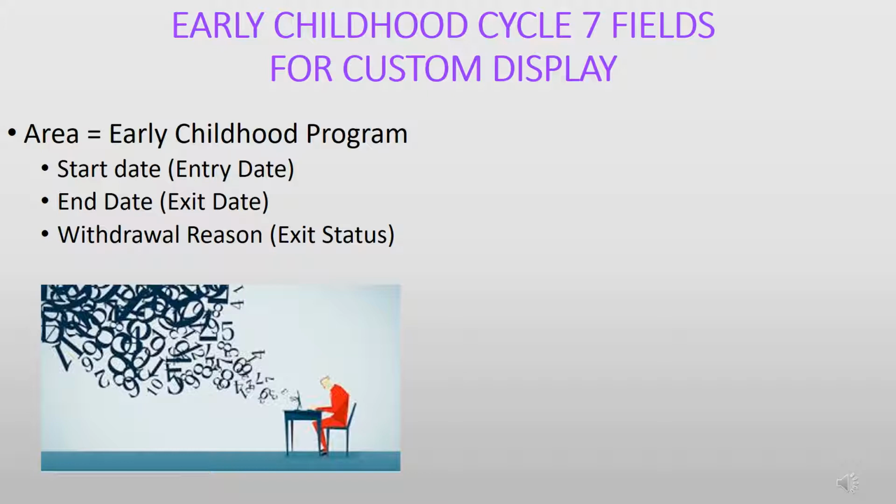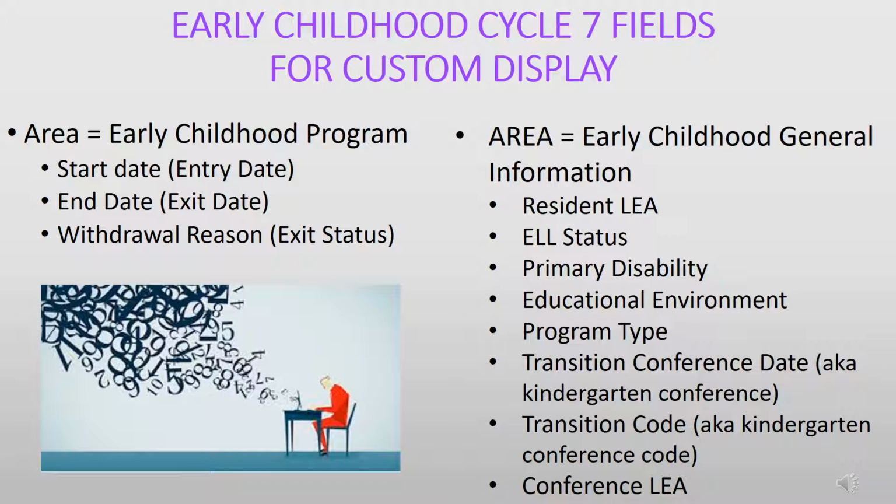and withdrawal reason. The field names that are to be displayed from the area of early childhood general information include resident LEA, ELL status, primary disability, educational environment, program type, transition conference date, transition code, and conference LEA.